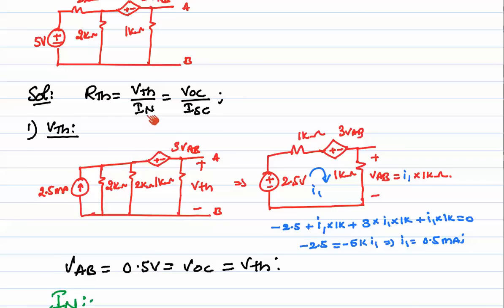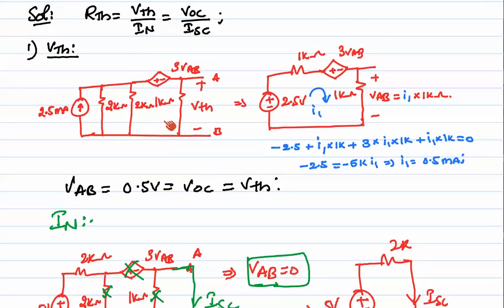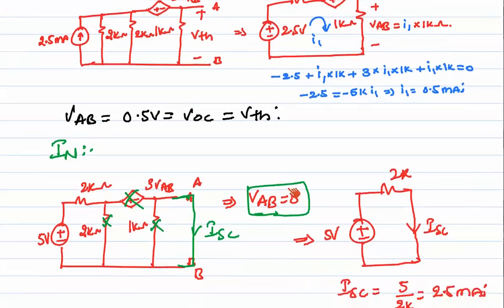And next, what we need to find? We need to find IN. So here at this output terminal, we have to short circuit in order to find the IN value, that is ISC. So once I short this, what will happen? The 1 kilo ohm in parallel with a short circuit has no effect. That means it's a short circuit here.